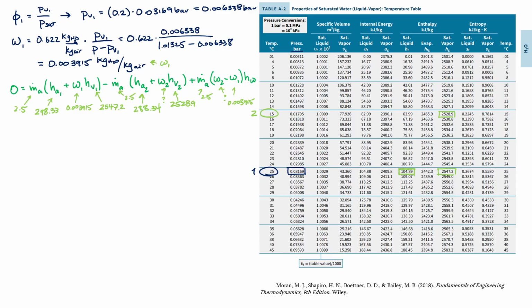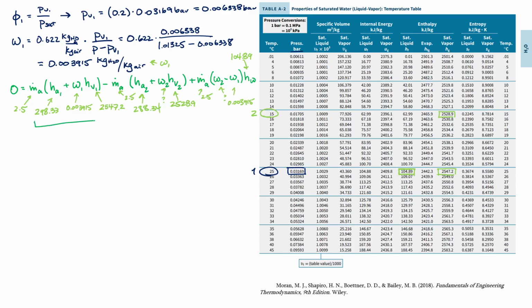We will grab this because it's what we have, of 104.89 kilojoules per kilogram water. And that is all of our values. The only thing that we don't know is those 2 omega 2s. So with that, I can go ahead and start solving.